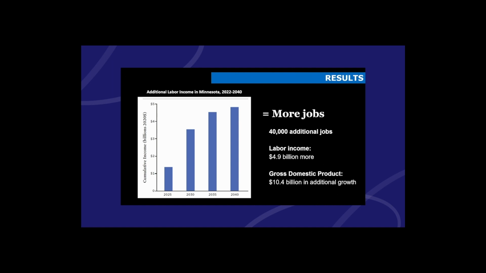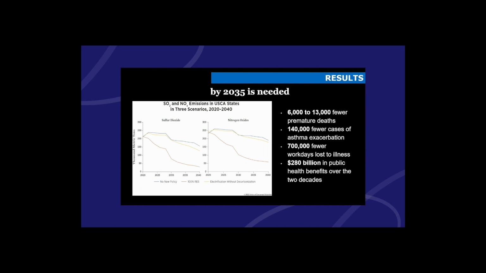And in Minnesota alone, our 100% RES policy creates more than 40,000 additional jobs from 2022 through 2040. And you can see in the slide additional economic benefits in terms of labor income and gross domestic product. Now, this transition to 100% renewables is needed. And look, the shift to 100% RES policy also reduces the amount of harmful air pollution from power plants much more than in our no new policy scenario or business as usual.